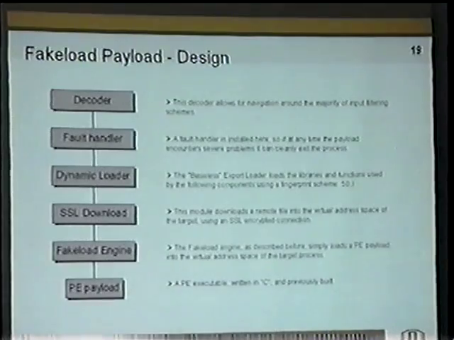SSL download. Makes an SSL connection to this machine, downloads the file into memory. The Fakeload engine I talked about previously, and our first PE payload, written in C.